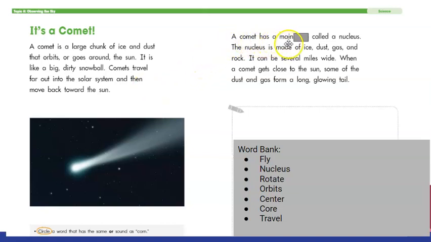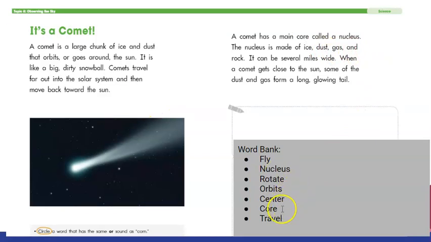A comet has a blank called a nucleus. Ooh, do you remember that vocab word that we talked about yesterday? Look in your word bank and think which word makes the most sense in our sentence. A comet has a main blank called a nucleus. Let's see, what word was it? A main core called a nucleus.